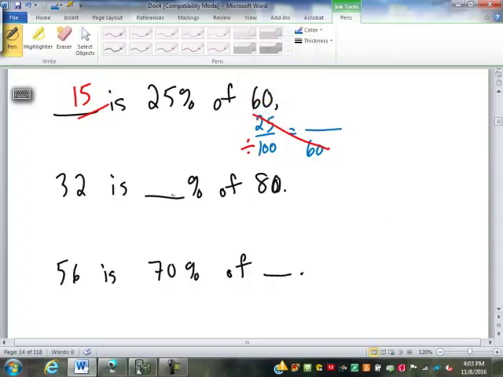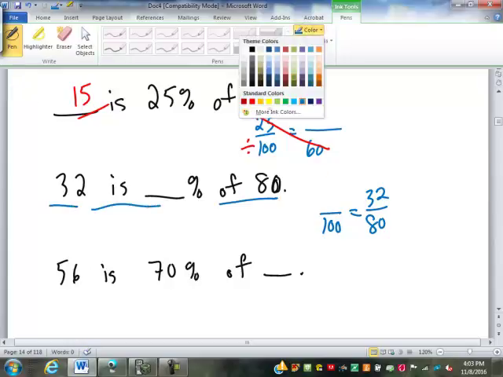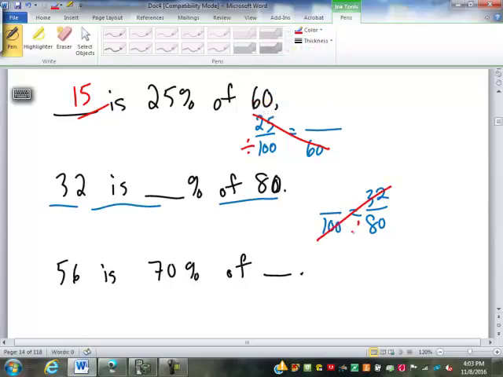Next, we don't have the percent. So what do we do? Perfect. Blank over 100. And then 80 on bottom. Out of 80 would imply it goes on bottom. 32 on top. 32 is blank, implies the 32 matches up with the missing percent. So 100 times 32 divided by 80 is 40. So that's 40%.